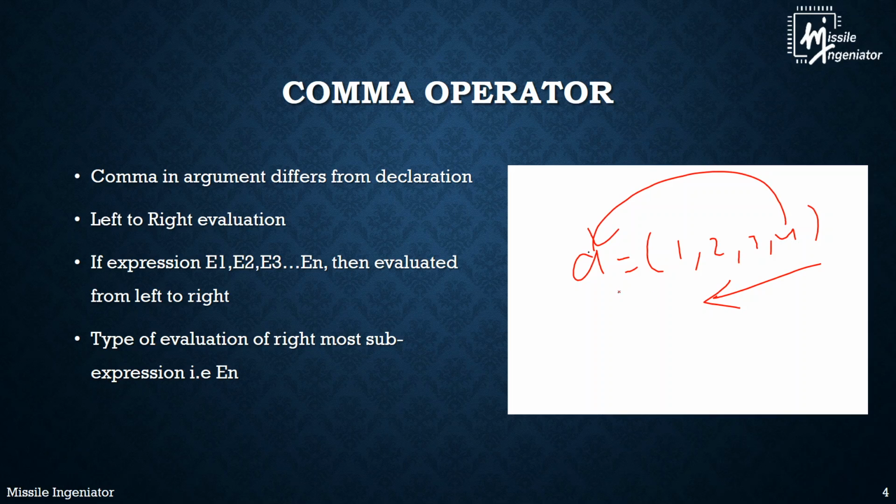So this is a basic difference between left-to-right and right-to-left evaluation. When you are doing sub expressions inside the parentheses, at that time you'll be evaluating from right to left. So this last value, which is the rightmost value, will be assigned to a.